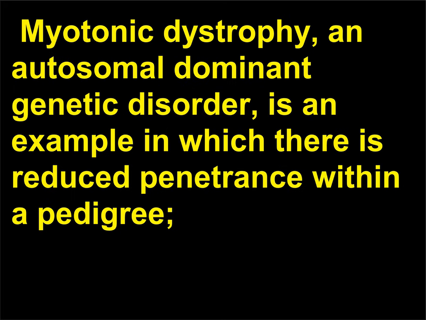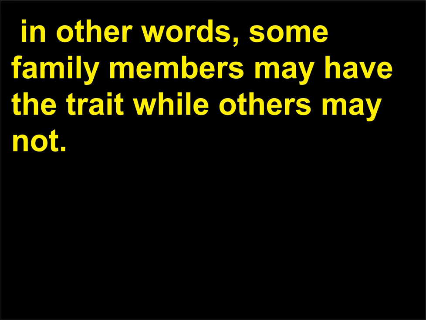Myotonic dystrophy, an autosomal dominant genetic disorder, is an example in which there is reduced penetrance within a pedigree. In other words, some family members may have the trait while others may not.